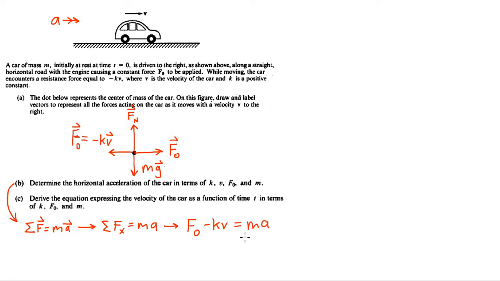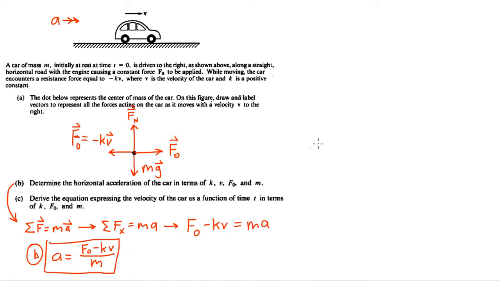Okay, so we want the horizontal acceleration in terms of this stuff. That is obviously just an algebra thing. So A equals F naught minus KV all over M. And there we go. I would call that our answer for part B.